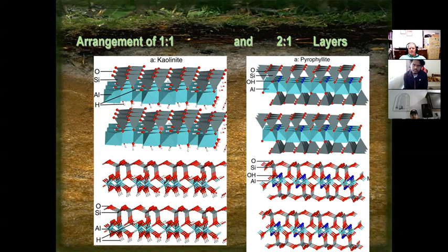then it just kind of repeats itself after that. So again, here's another tetrahedral sheet, and another octahedral sheet. Now let's look at this right side. This is our 2-to-1 clays.